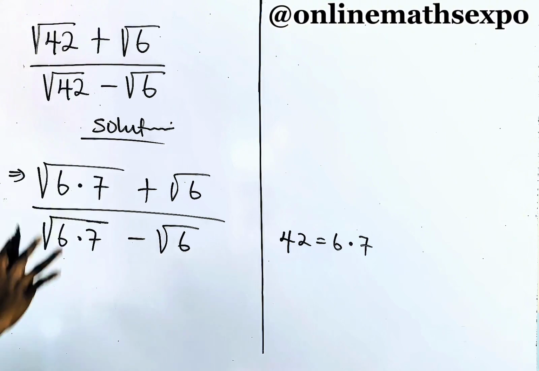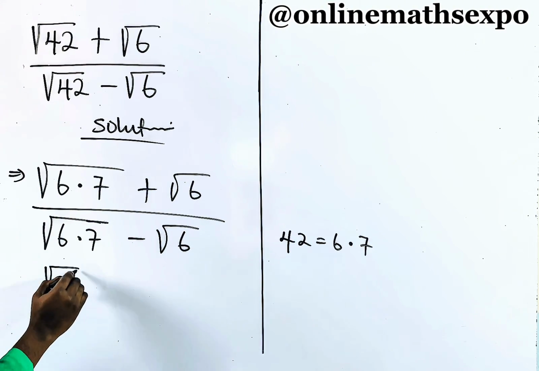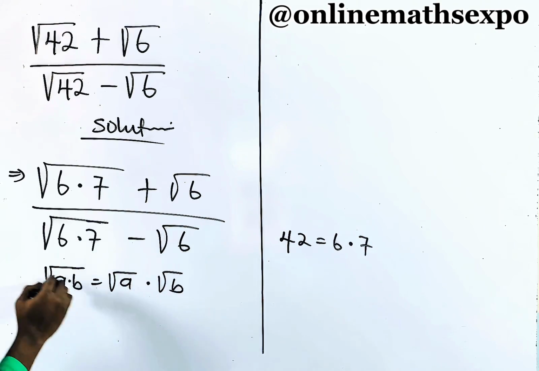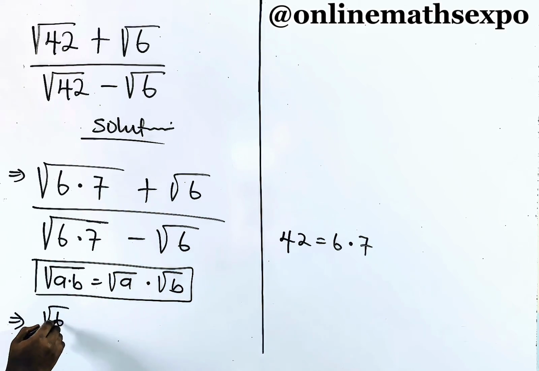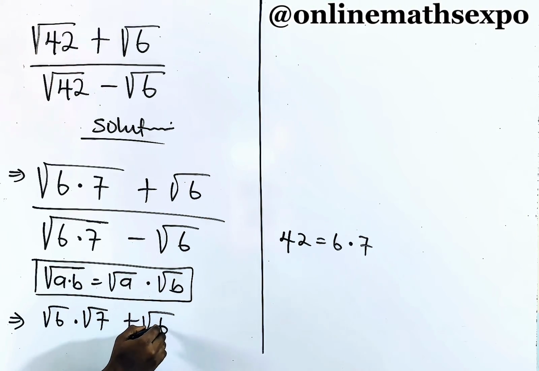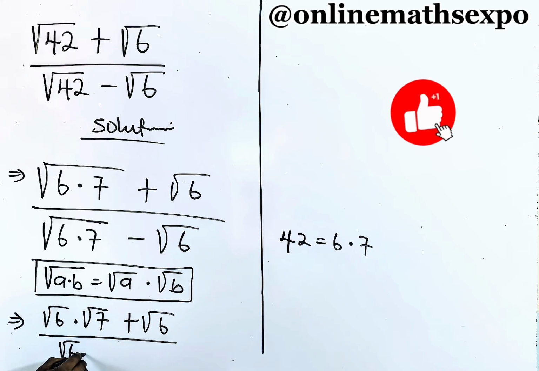Now at this point, just remember, for every root of A multiplied by B, it's always root of A multiplied by root of B. So we're going to apply this here. And if you do that, we have root of 6 multiplied by root of 7 plus root of 6, divided by, do same here, root of 6 multiplied by root of 7 minus root of 6.